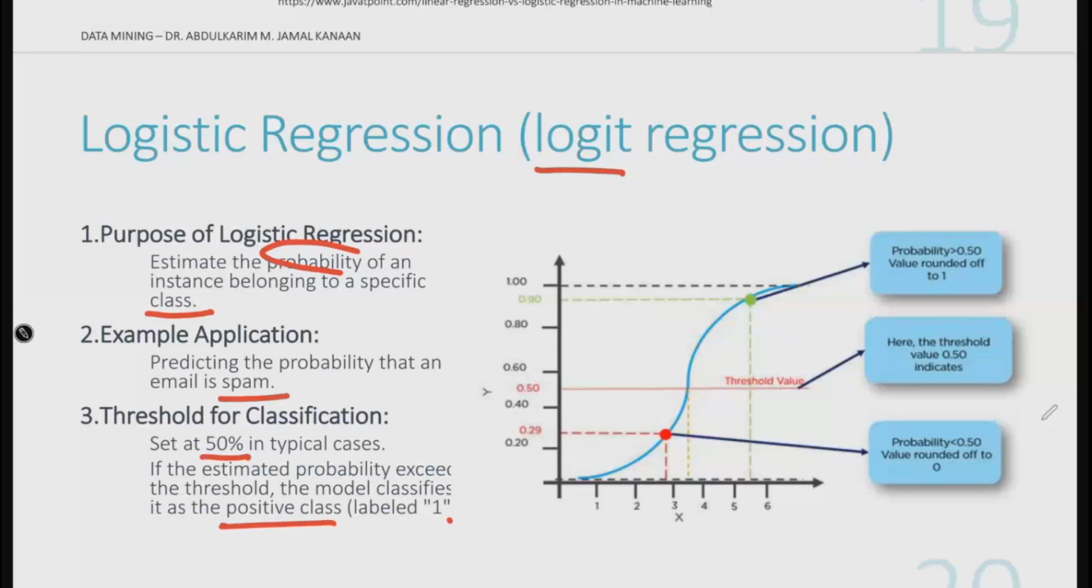So what does 1 represent in your case? Maybe let's say 1 means spam. Then if you got a probability greater than 0.5, that means this is a spam email. 0.5 and above means spam email. Okay?